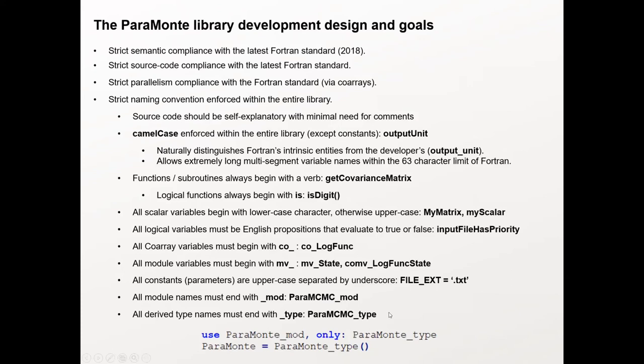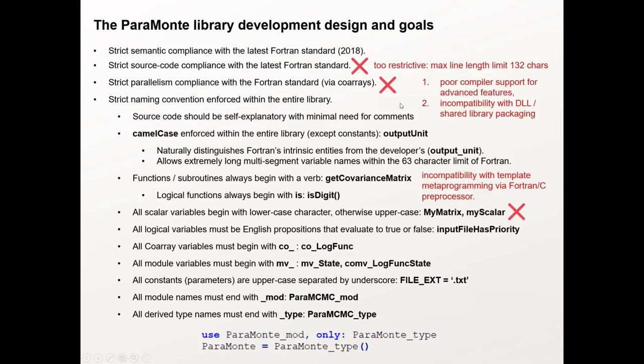And that enables us to write something that reads really nicely. So: use ParaMonte module, only ParaMonte type, and then ParaMonte object equals ParaMonte type, using this object. All right. Now we relax some of these, because some of these were really too restrictive.